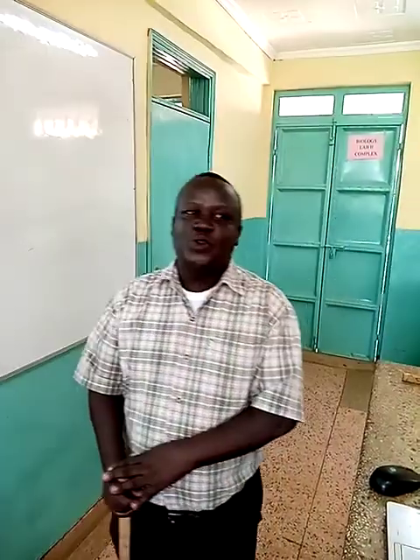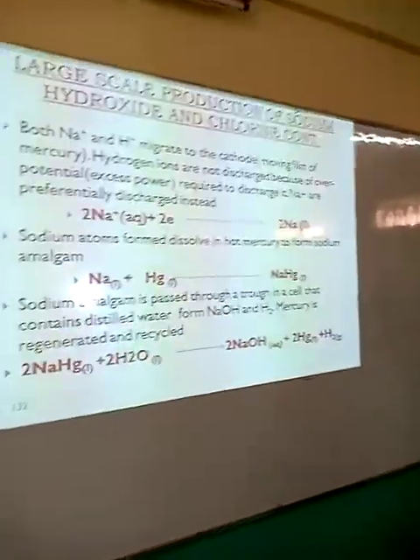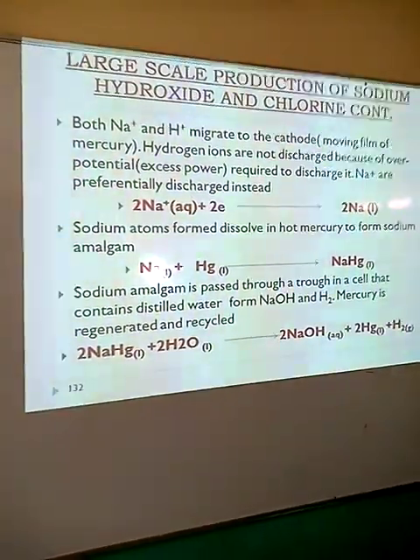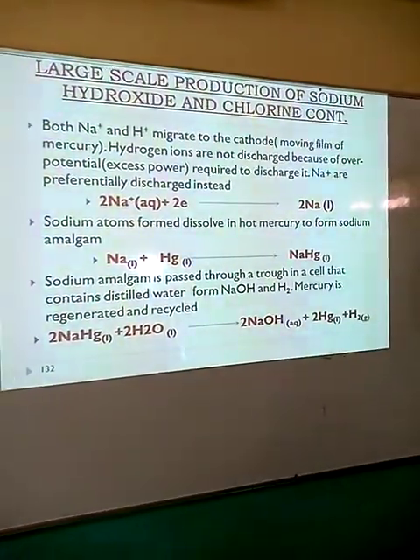We want to continue with the applications of electrolysis. In our previous lesson, we saw some of the applications of electrolysis. One, the extraction of very reactive metals, for example, sodium, magnesium, aluminium. We also saw purification of copper, and also electroplating. Today, we want to look at how to obtain sodium hydroxide in large scale and also chlorine in large scale using what is called a downcell.